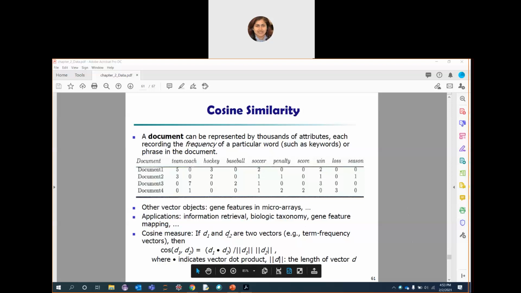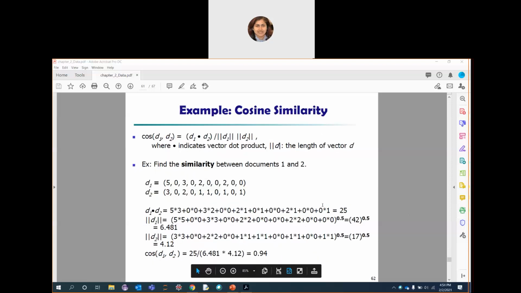Let's say there are two vectors d1, d2, and we want their cosine similarity. How can you find it out? This is the formula for that: dot product of d1, d2 divided by the norm of d1 and the norm of d2. Here the norm of d is the length of vector d, and the dot indicates the dot product. See this example here.